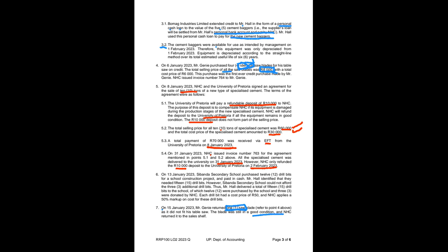Okay, so those are the journal entries that we would pass for the transaction under 5. Then 6 tells us that Sibanda Secondary School purchased 12 drill bits for a school construction project and paid in cash. Mr. Hall identified that they needed 15. However, Sibanda could not afford the additional 3. Mr. Hall delivered 15. So they purchased 12, but he delivered 15.